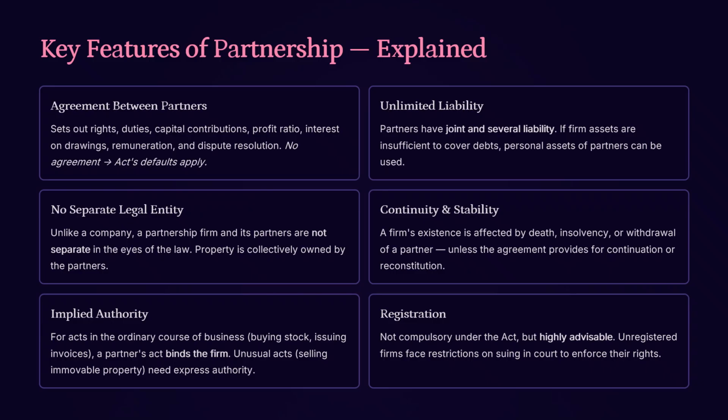can also be used. The third feature is no separate legal entity. This means the partnership firm and the partners are considered the same in the eyes of the law. Unlike a company, the firm has no separate legal identity. The next is continuity of business. The partnership may be affected if a partner dies, becomes insolvent or retires. However, the remaining partners can continue the business if the partnership agreement allows it.